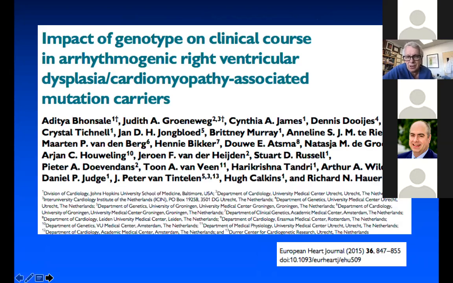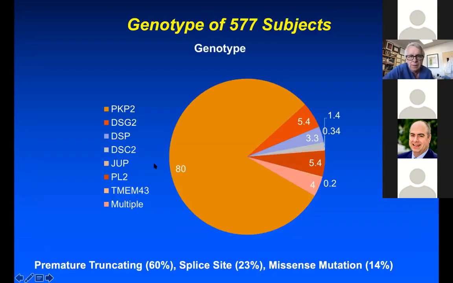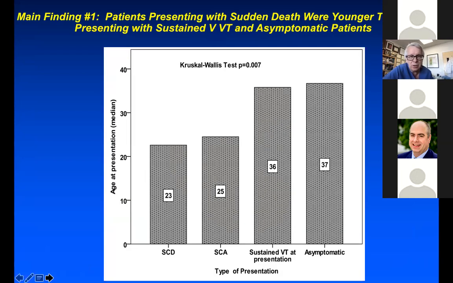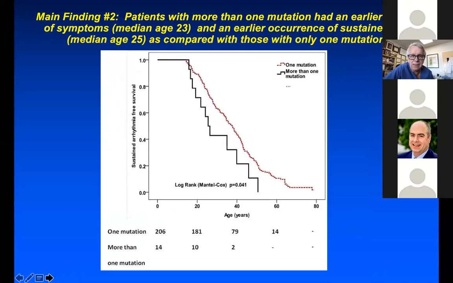We've also done studies on genotype-phenotype relationships. This is one paper of 577 genotyped patients. Plakophilin 2 is by far the most common. These are all patients with a mutation, and all the other ones are pretty uncommon, and they can be different types of mutations. There are a couple of findings from this study. The first was that patients presenting with sudden death were younger than those presenting with sustained VT or asymptomatic patients. So if you presented with sudden death or were asymptomatic, you tended to be younger. There's sort of a hot early phase of the disease.